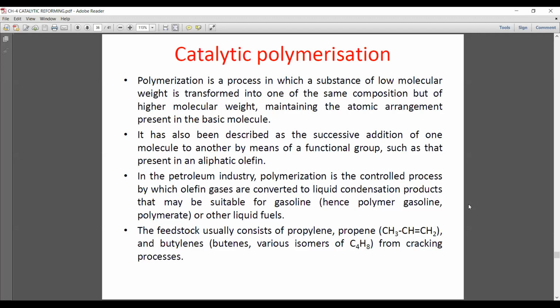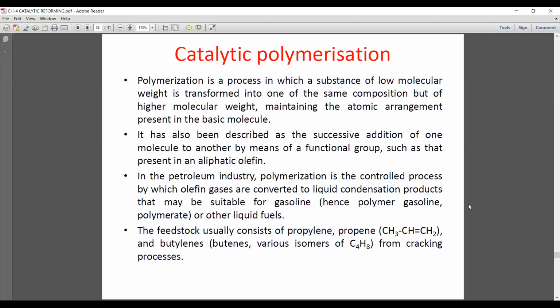For example, if I say C6H12O6, then C6H12O6 will remain the same. But the molecular weight can be increased. How? By increasing the number of glucose units. That is how you can make it as starch or sugar. Okay, that is polymerization. It has also been described as a successive addition of one molecule to another by means of functional groups such as that present in an aliphatic olefin. By adding, if it is methyl benzene, if we have a propionaldehyde, something like that.